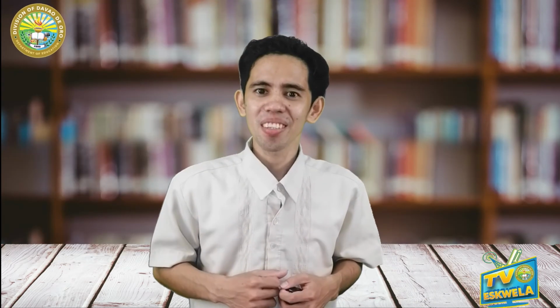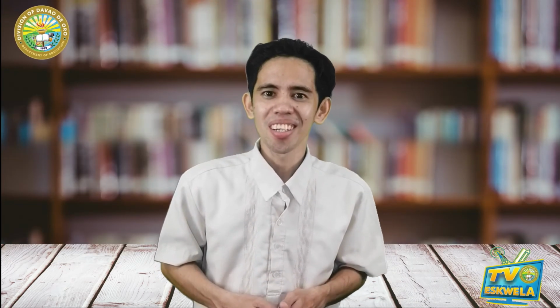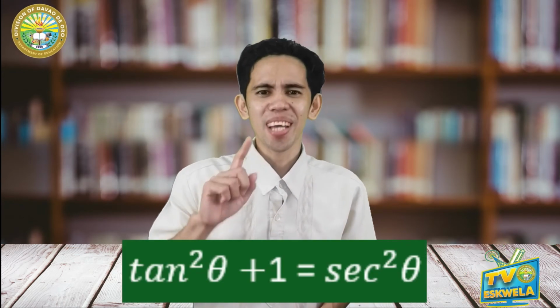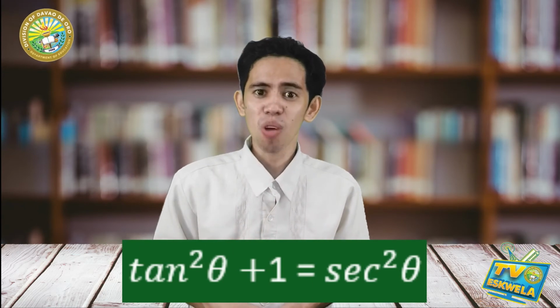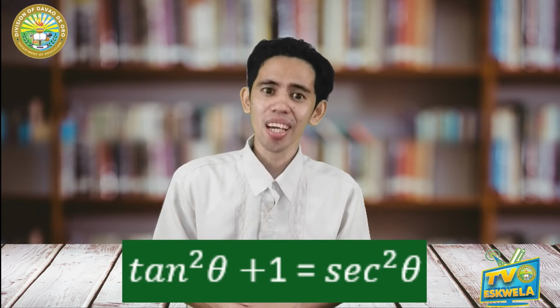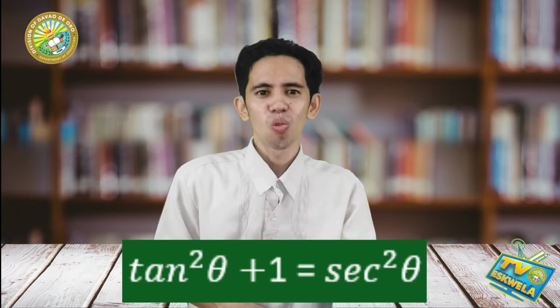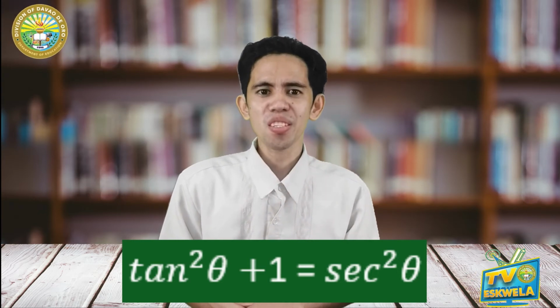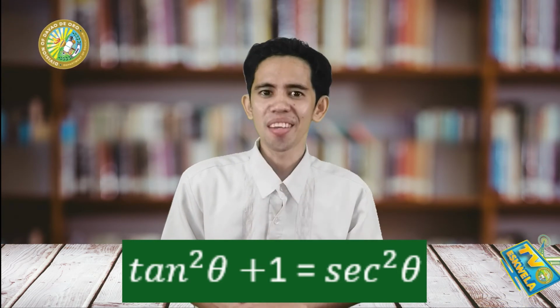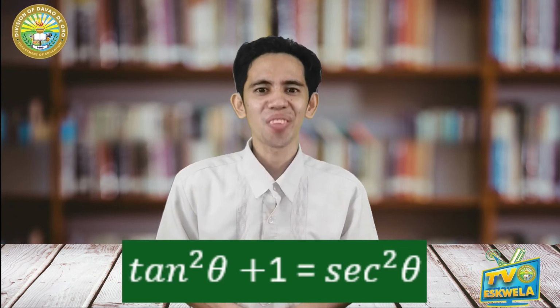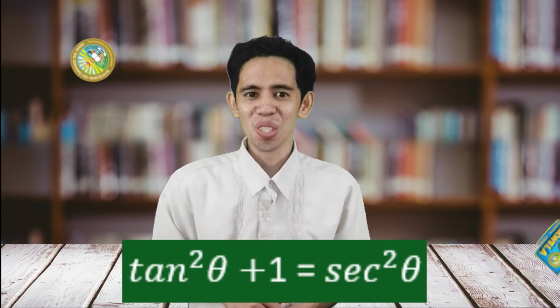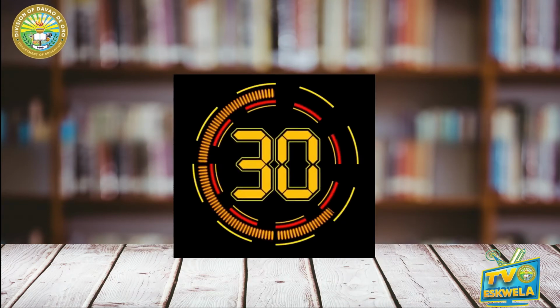Are you excited for the next example? It's your turn. Now, for another trigonometric identity, prove tangent squared theta plus 1 is equal to secant squared theta. Within 30 seconds, prove whether this is an identity or not. Timer starts now.